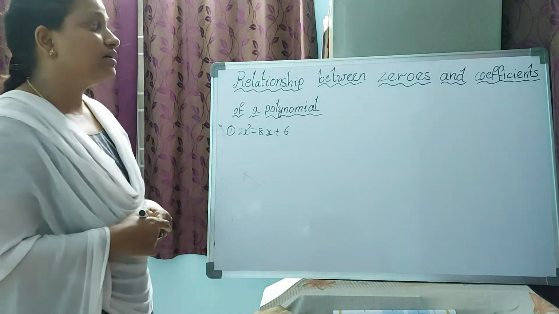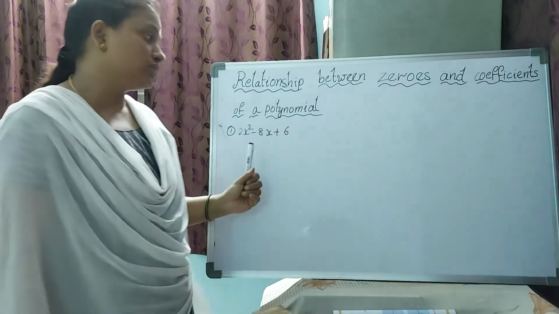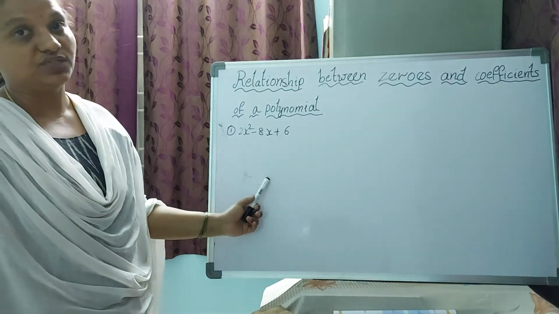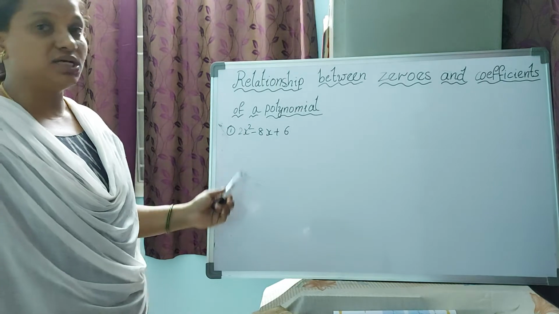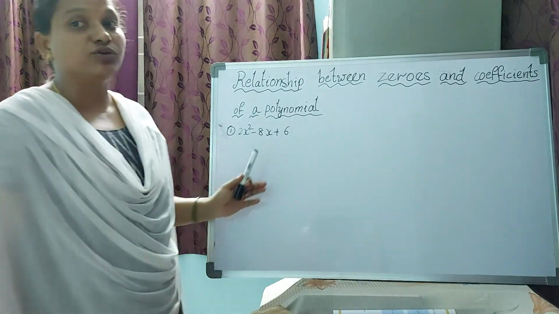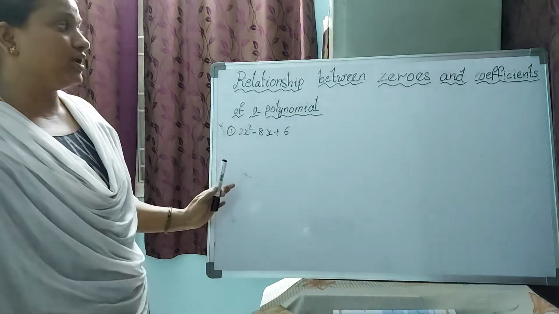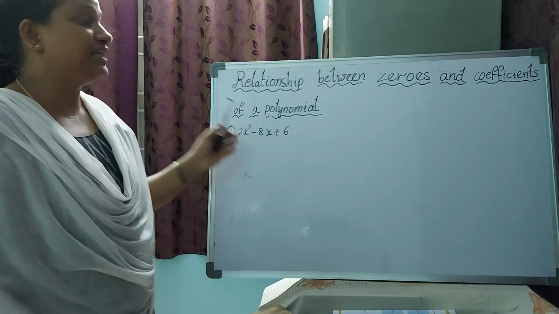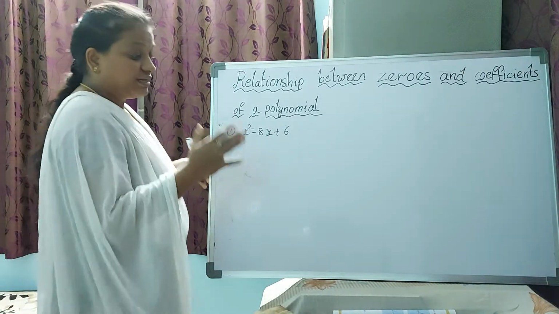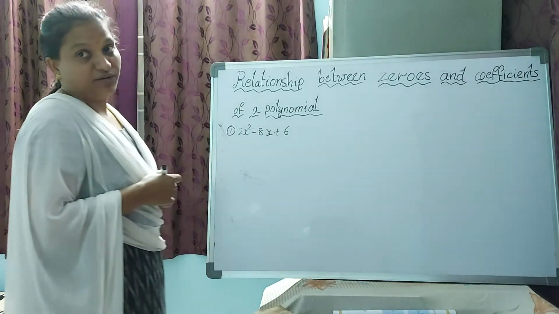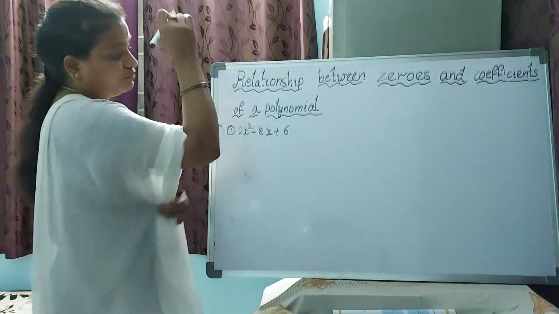First we have to find the zeros of this polynomial. By splitting the middle term, we can find the zeros by equating the polynomial to 0. There is a relation between the zeros and the coefficients of that polynomial. First we'll see how to find the zeros of this polynomial.